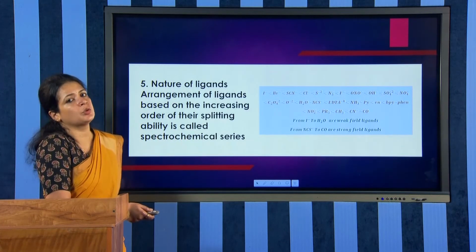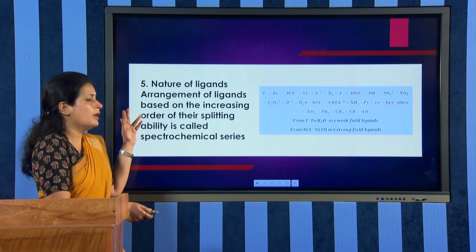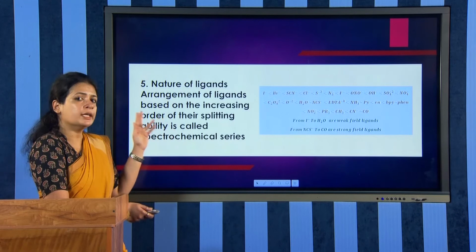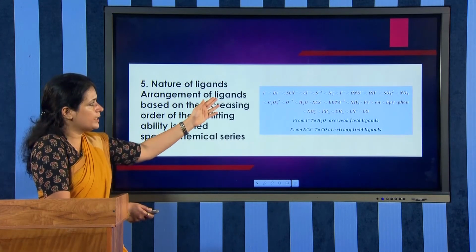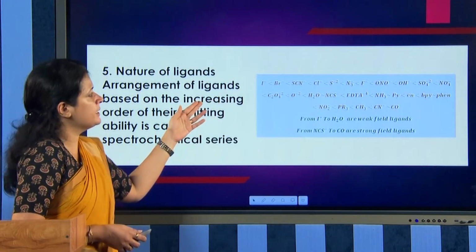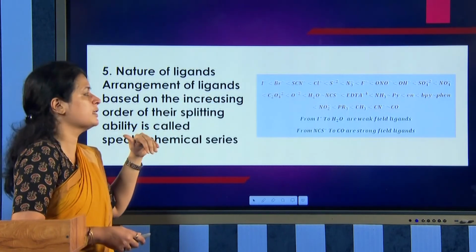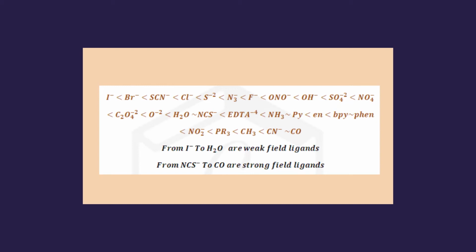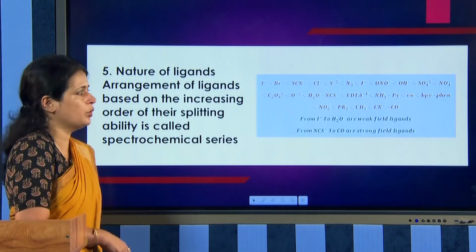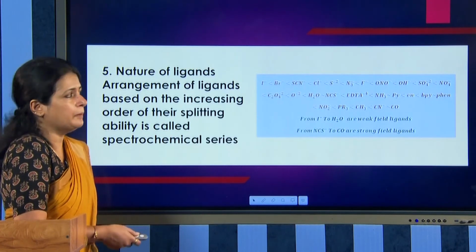So, we have arranged the ligands in the increasing order of their splitting ability. That is called the spectrochemical series, which is very important. The spectrochemical series is the arrangement of ligands based on the increasing order of their splitting ability. And here you can see the order. When we see the spectrochemical series, you can find that I minus has the lowest crystal field splitting ability, and the greatest is for CN minus, which has the same ability as CO, that is, the highest crystal field splitting ability.